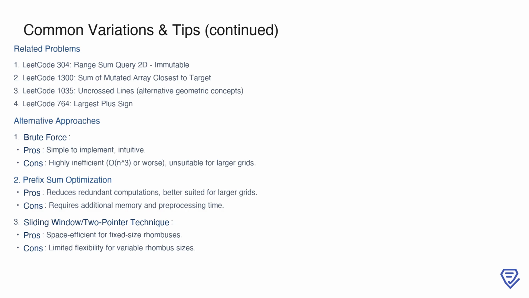Another approach, the sliding window or two-pointer technique, offers a space-efficient solution for fixed-size rhombuses. However, its flexibility is limited when dealing with variable rhombus sizes. Understanding these different methods and their trade-offs will help you choose the best approach for any given scenario.